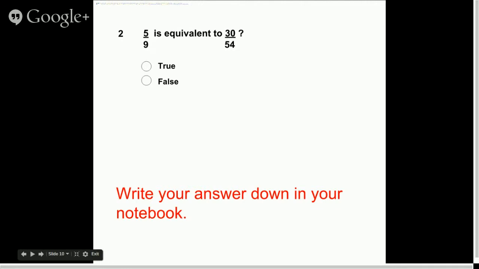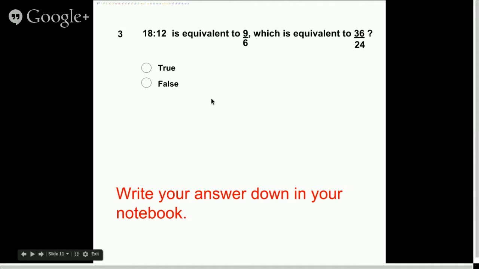All right, write your answer to this one in your notebook. Go ahead. All right, the answer to this one is also true. 5 times 6 is 30. 9 times 6 is 54. So these are equivalent. Using the other way, 9 times 30 is 270. And then 5 times 54 is also 270. Okay, so that's true.